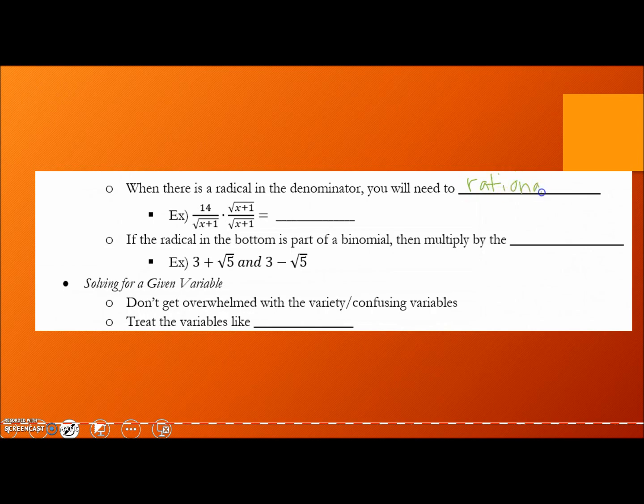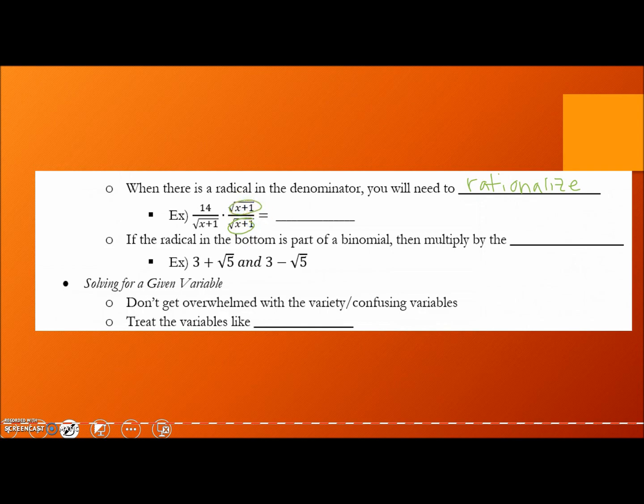So sometimes the problem will ask you not to have a radical in the denominator. In the example here, I have square root of x plus 1 on the bottom and 14 up top. So I have to get rid of the square root on the bottom. What I do is multiply the top and the bottom by that square root.